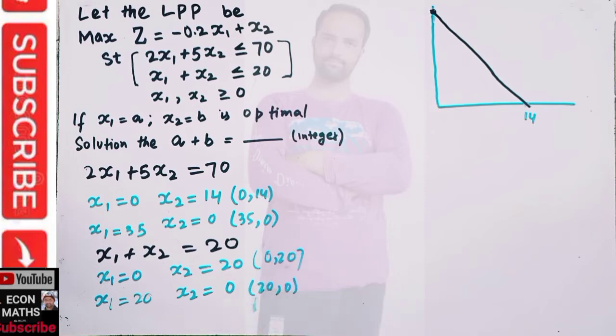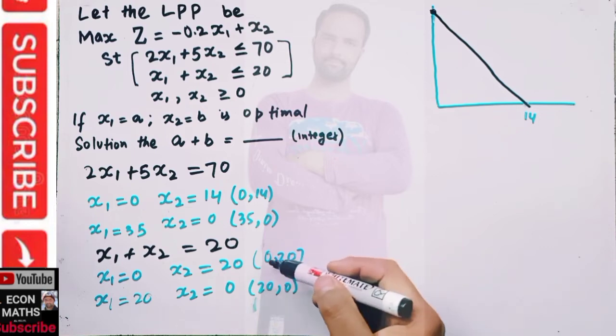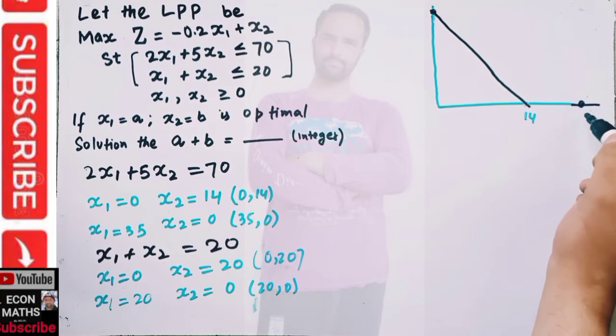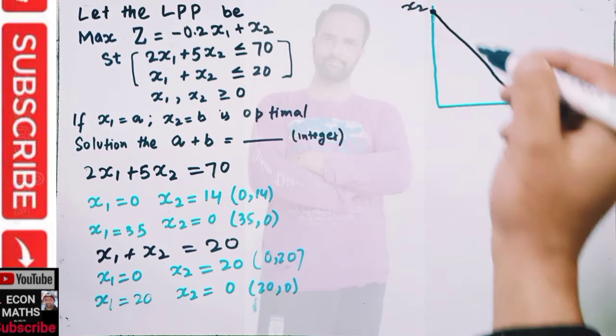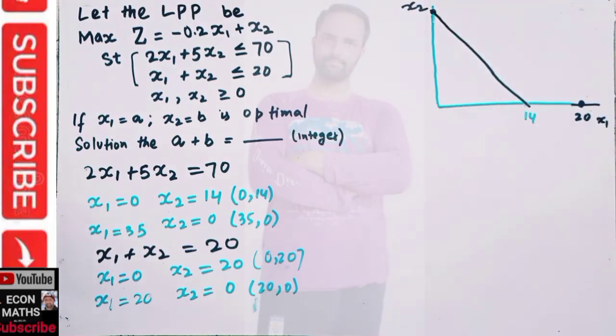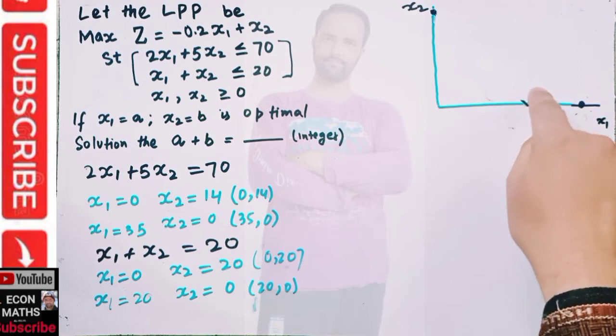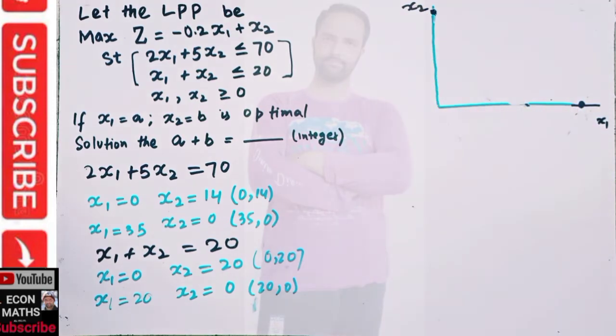Okay, let's graph them also. So we have 0, 20. This is obviously x1 here. We have x2 on this axis, so we have 20 here. Sorry, we have this point 0, 20. I guess I have drawn this also incorrectly here. Okay, I apologize for these horrendous mistakes.